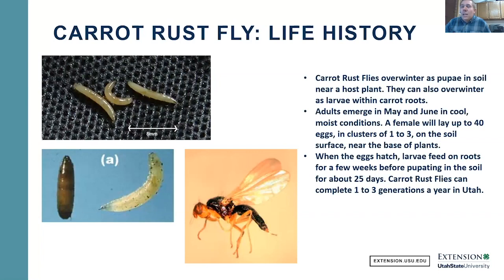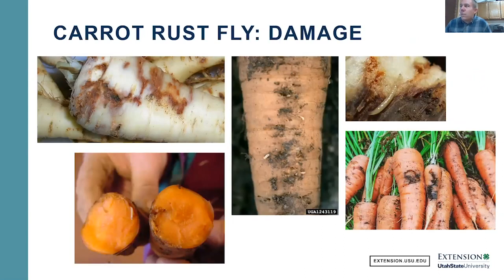And they'll get down into the soil and start feeding on your carrots, parsnips, most root vegetables. They're happy to take a bite out of them. And you'll see 1 to 3 generations of the rust fly in Utah, as is pretty common. So this is a picture of some damage that can be caused.